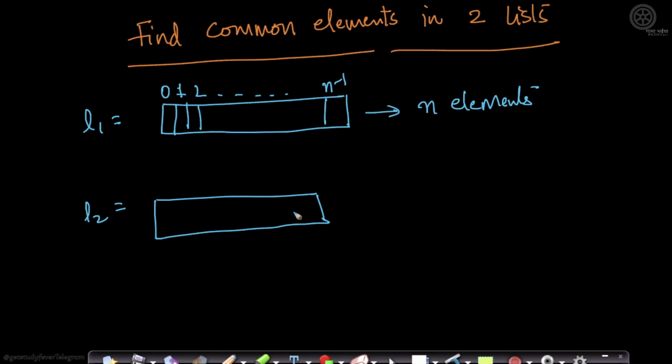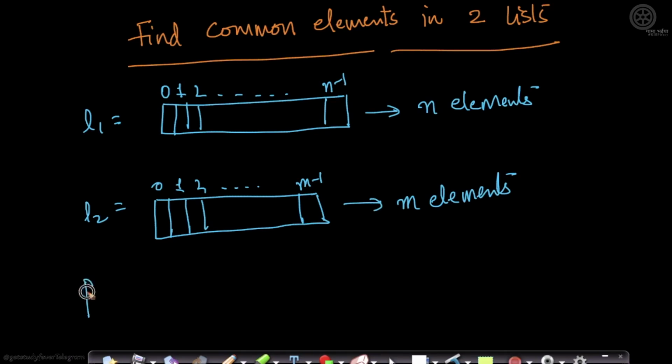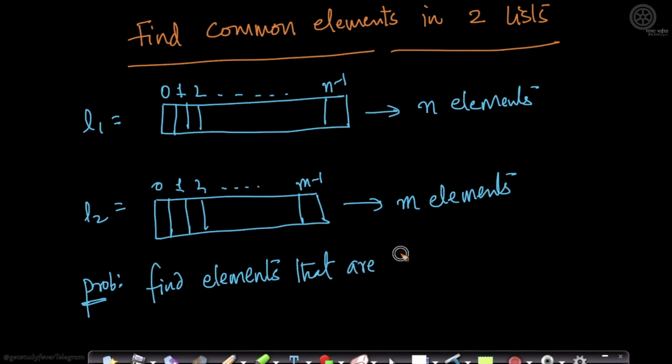Similarly, let's assume I have another list L2 which has elements 0, 1, 2, and so on, m elements. So it has m elements. So I have two lists. Now my problem is to find elements that are common in lists L1 and L2.